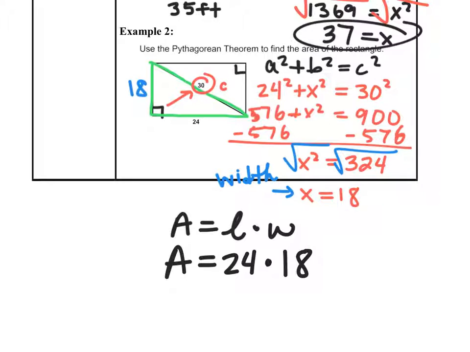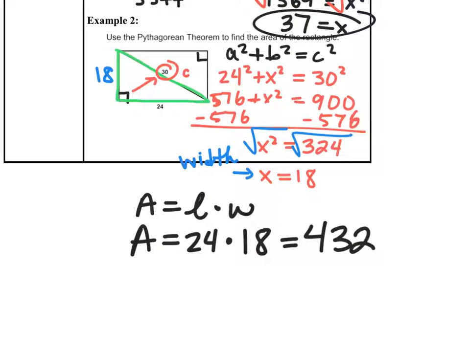30 is a diagonal, so it should not be used to find your area. You should probably get a pretty big number. 432, and since we don't have units here, we're going to put units squared. Or u squared. You've seen me do that a little bit.